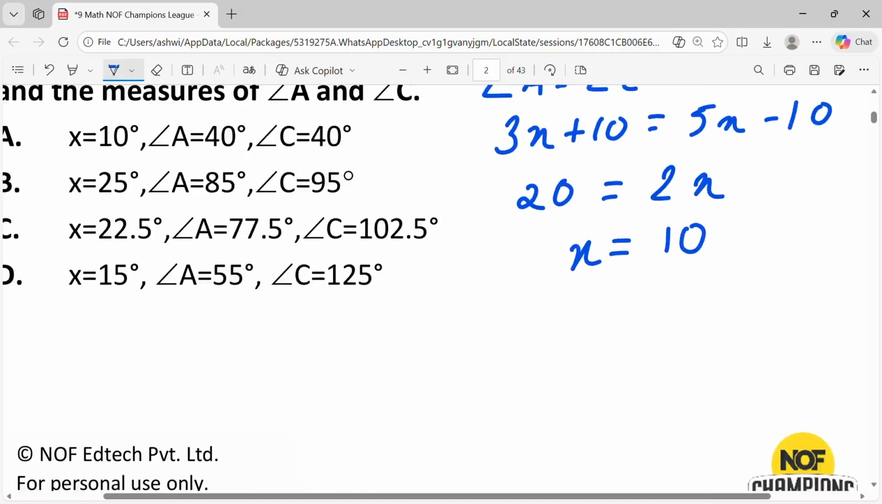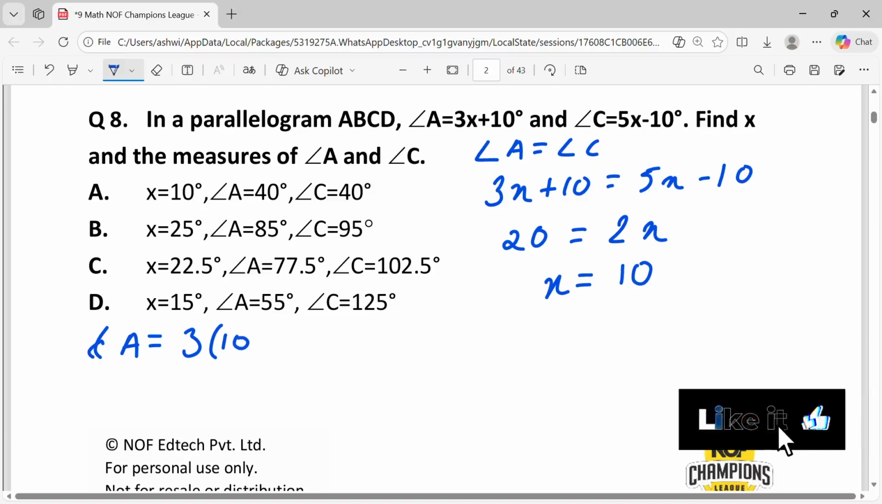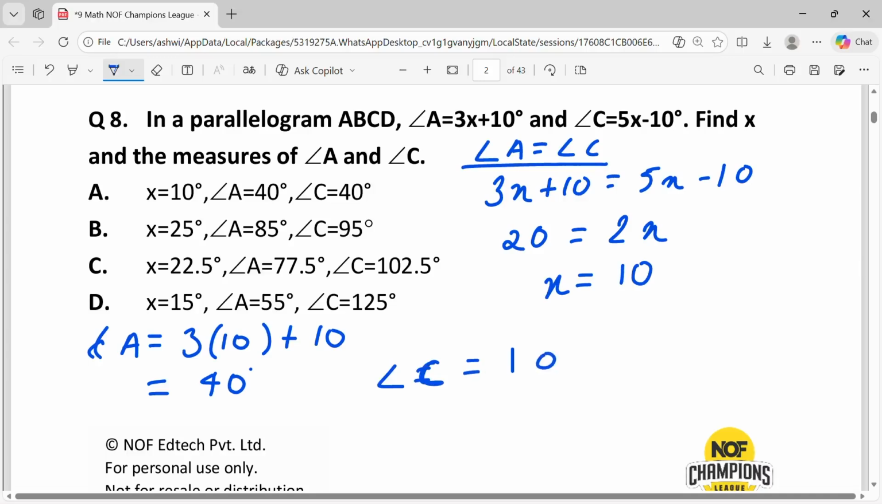Now, substituting the value of x for angle A and C, angle A is equal to 3 times 10 plus 10, that is equal to 40 degrees. And since angle A and C are equal, angle C is also equal to 40 degrees. That is, x is equal to 10, A is equal to 40, and C is equal to 40.